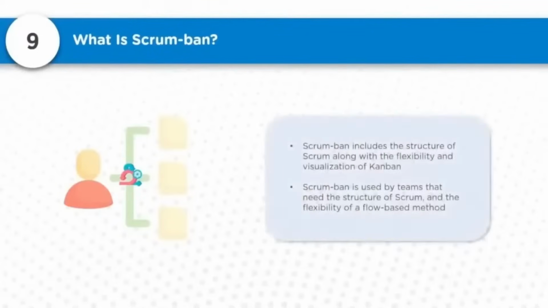So Scrum Ban includes the structure of Scrum along with the flexibility and visualization of Kanban. So Scrum Ban is used by the teams that need the structure of Scrum and the flexibility of a flow-based method like Kanban.